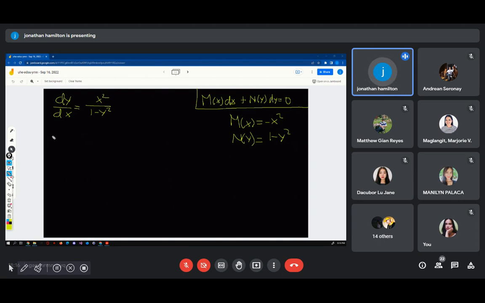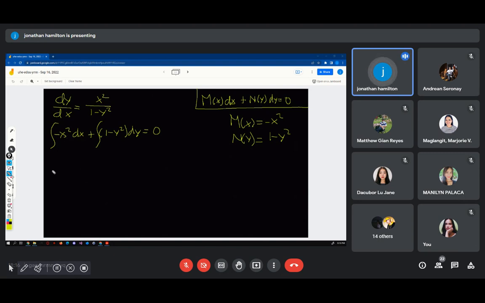We have our M(x) dx, which is negative x squared dx plus 1 minus y squared dy is equal to 0. So again, to solve for this, we can integrate both. So we can integrate the functions.